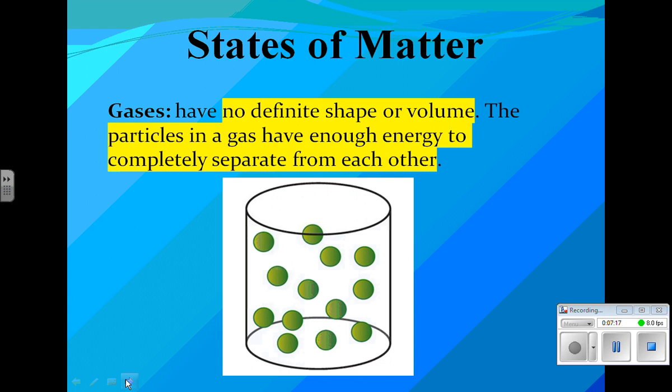All right, and then our final state of matter that we're going to talk about is gas. A gas has no definite shape or volume. Make sure you get that written. The particles have enough energy to completely separate from each other, so they just bounce off of each other all the time, sort of like bumper cars. They'll just bounce off of the sides of the container or off each other, but they don't really stay together, and that's what makes up a gas.